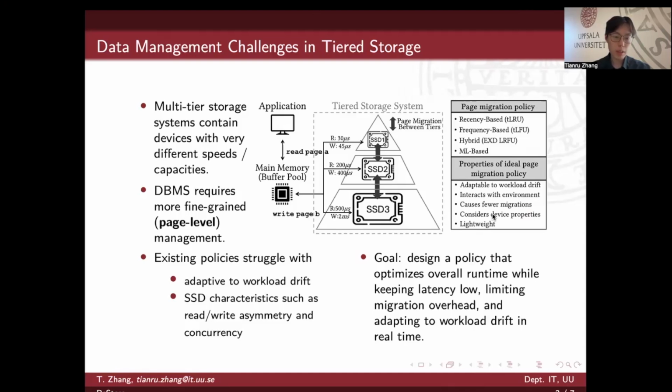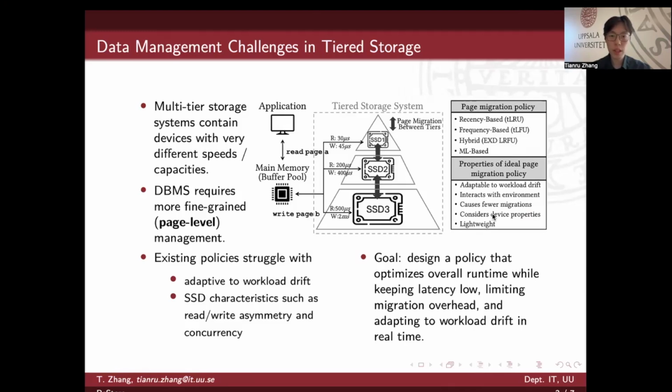And in common database management systems, applications usually operate on a very fine-grained level, that is the page level. So the first challenge is the page-level data management in tiered storage systems. And the second challenge is page migration, because pages cannot stay on one tier forever, as they can be hot or cold throughout different workloads. So migrations between different tiers are essential.